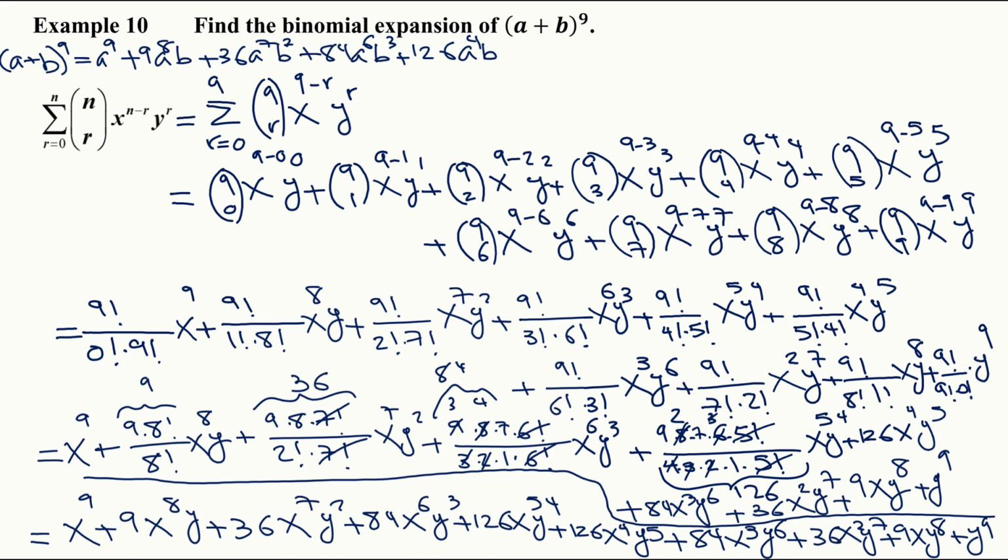a to the 5, sorry, b to the 4 plus another 126 a to the 4 b to the 5 plus 84 a cubed b to the 6 plus 36 a squared b to the 7 plus 9 a b to the 8 plus b to the 9.